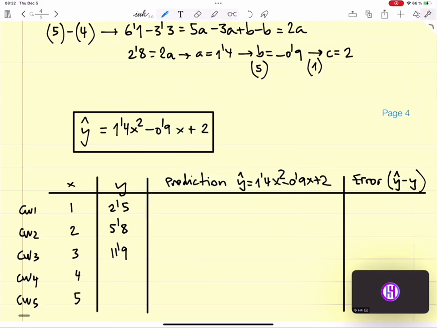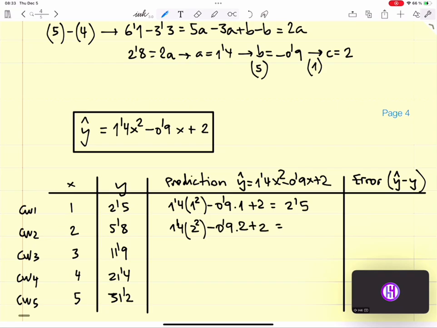11, 9. 21, 4. And 31, 2. So if I substitute the data, x and y, in this formula, I'll just do the first one. It is 1.4 times 1 squared minus 0.9 times 1 plus 2. This delivers 2.5. If I substitute the data, 1.4 times 2 squared minus 0.9 times 2 plus 2, this delivers 5.7.